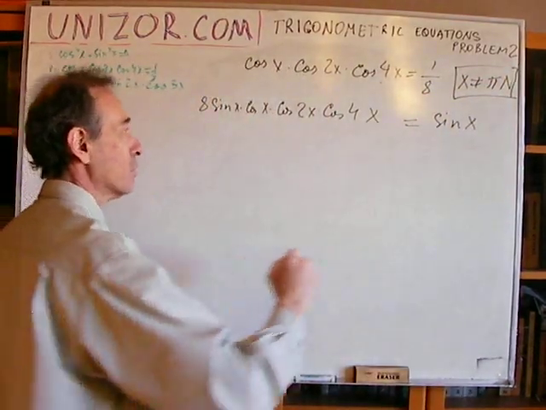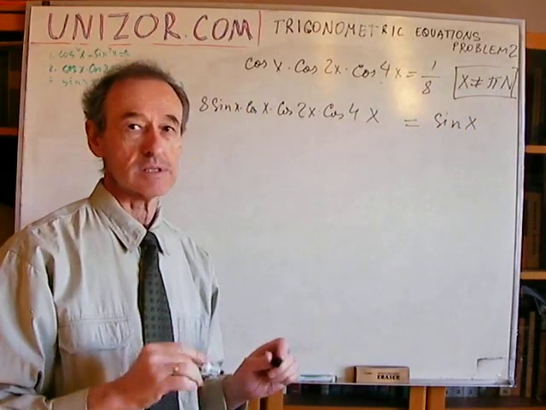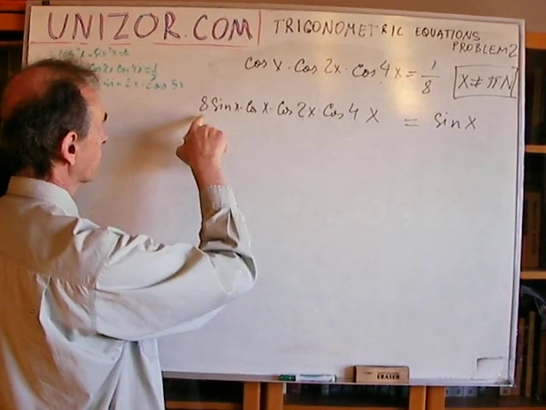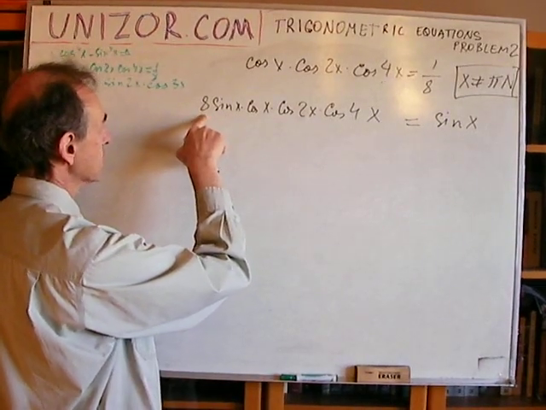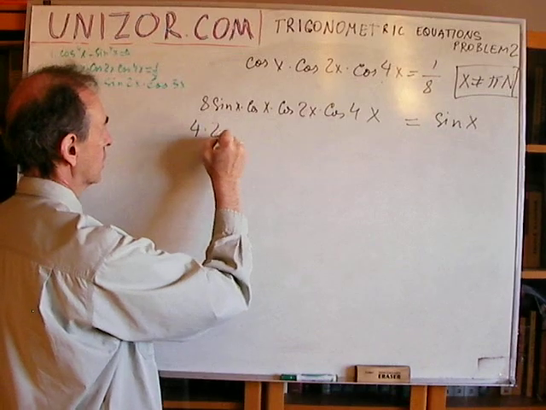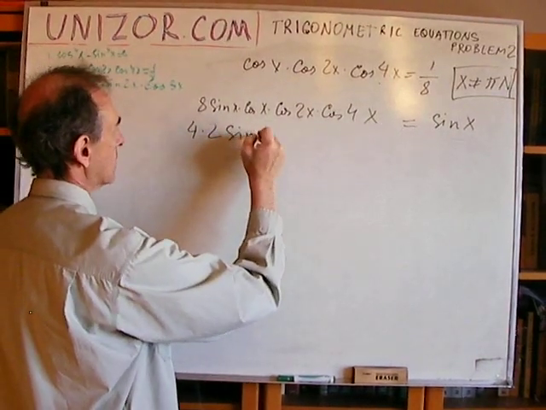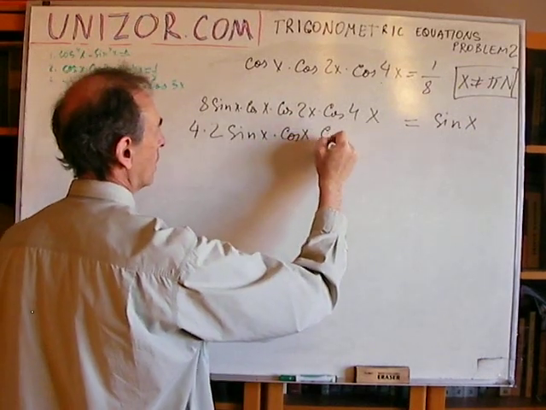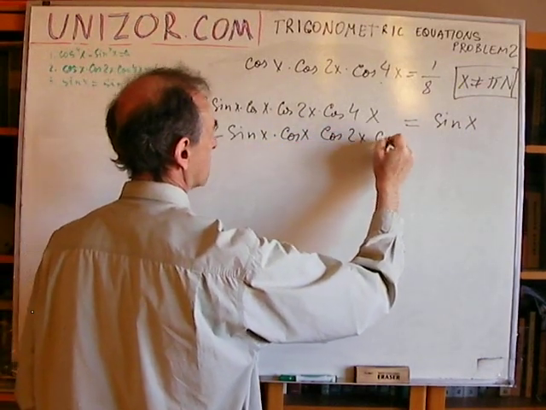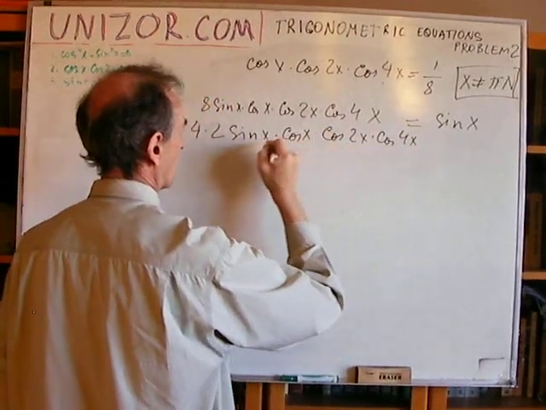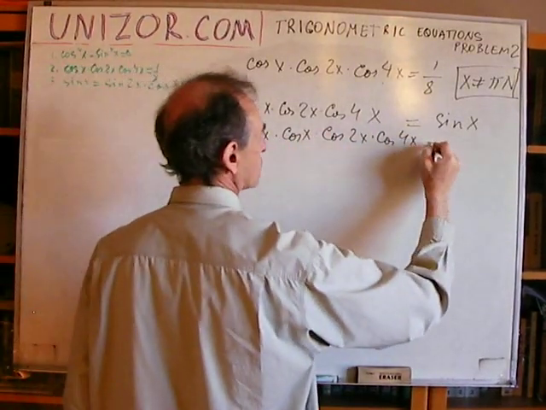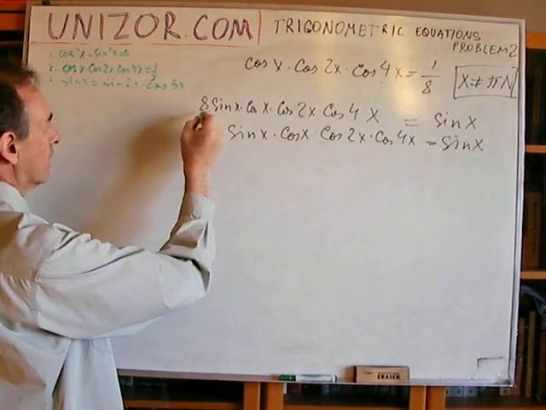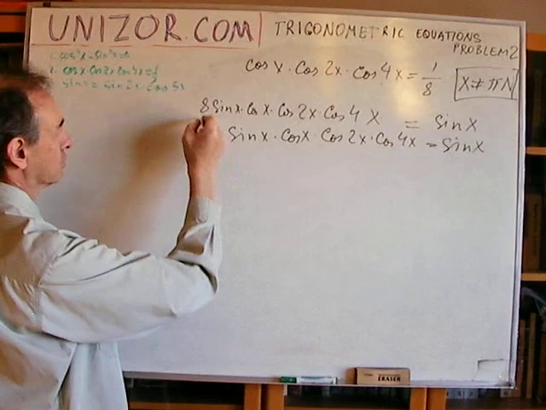Now, after we have identified these extraneous solutions, let's solve this guy. And this is very easy. Look, out of this 8, I will have 2 sine x, cosine x, cosine 2x, cosine 4x equals to sine x. Now, why did I do this? Why did I multiply 4 by 2 to get 8?